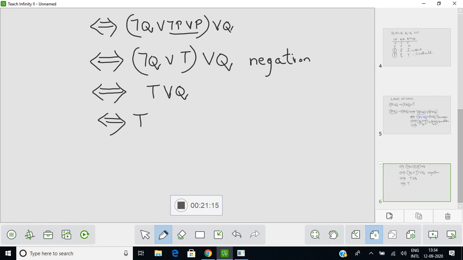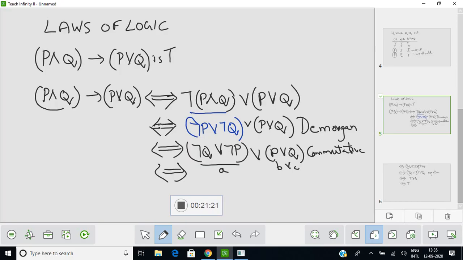If you want a complete recap of the whole problem, we can come over here. We need to show that if P and Q, then P or Q is a tautology. We start with if P and Q, then P or Q, and then I start applying equivalence laws. The first term becomes negation of P and Q, or P or Q. Then I apply De Morgan's law to the first term and write negation of P and Q as negation P or negation Q. So I end up with negation P or negation Q or P or Q.